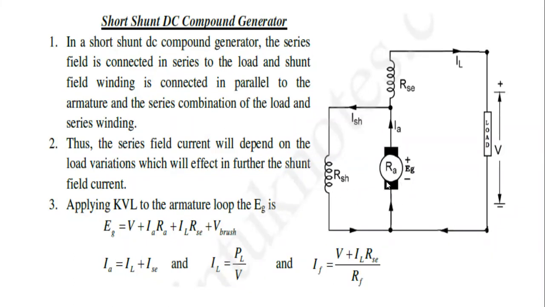According to Faraday's laws, the EMF EG is induced in the armature itself. Due to that EG, the armature current IA is produced in the armature. At the junction point, this IA current is divided into two ways, into ISH and ISC.